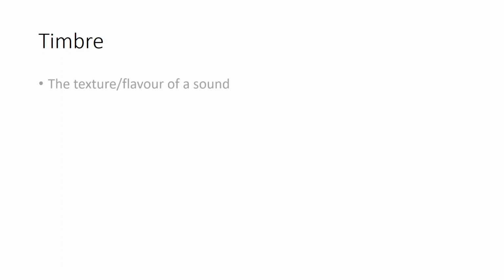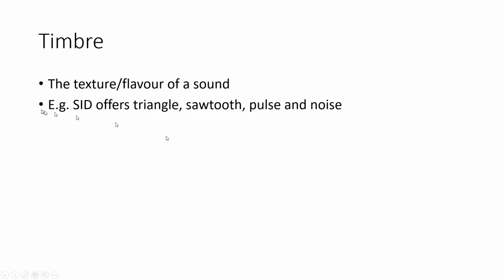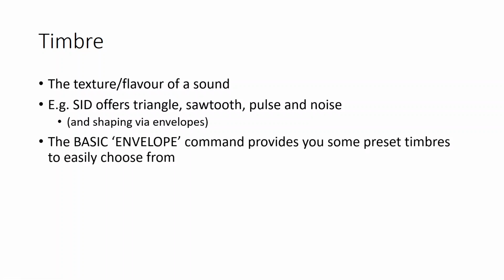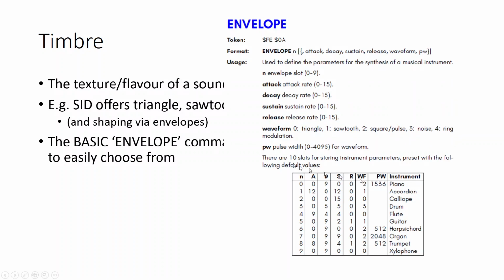Timbre. This describes the texture or flavor of a sound. So in the SID chip, you've already got some default waveforms like triangle, sawtooth, and pulse and noise, which already give a lot of the expressive flavor of the sound. In addition, you can also shape those with the envelopes to control the volume over time. And the BASIC that provides this envelope command comes with some existing preset timbres which you can choose from in your play command, or you could alter them if you wanted to.